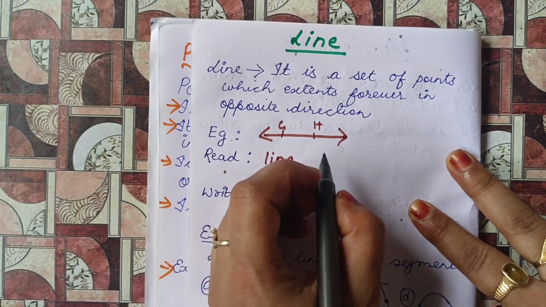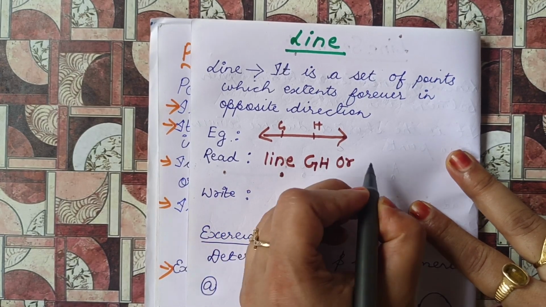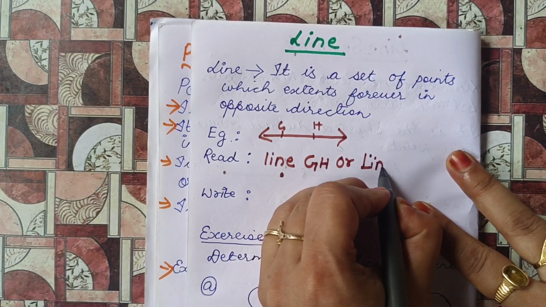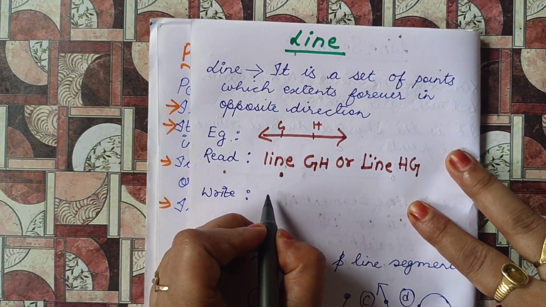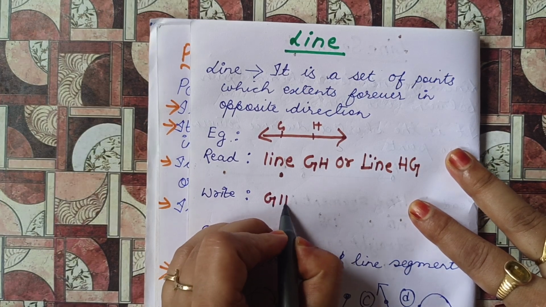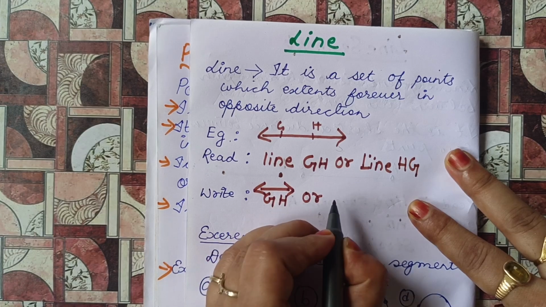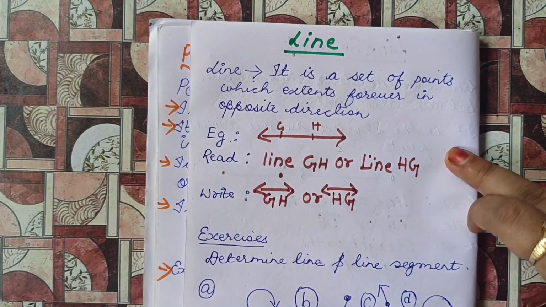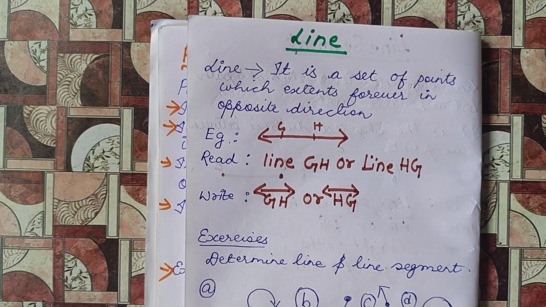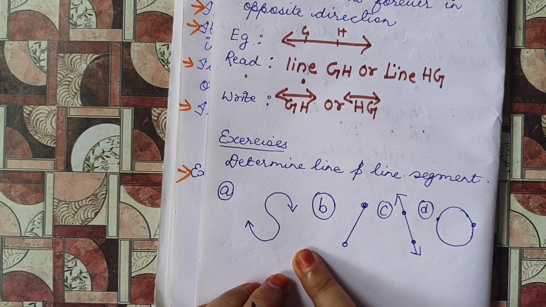Now we read it as line GH or line HG, and we write GH or HG.